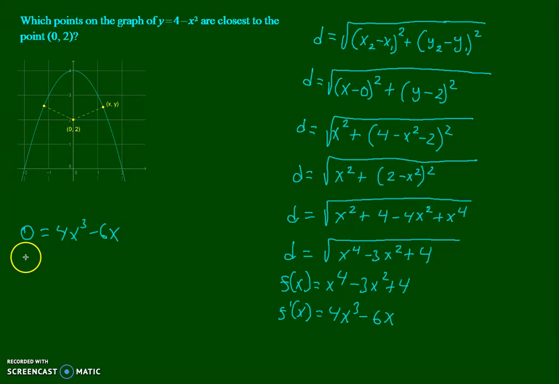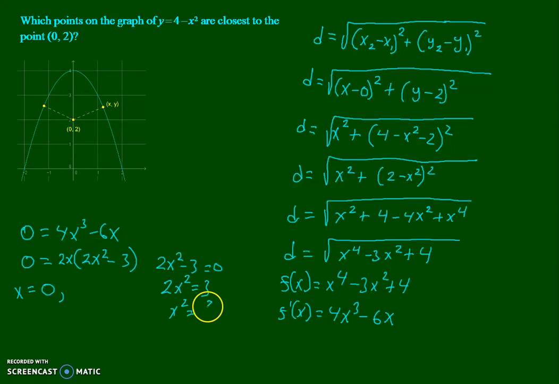Let's factor out some terms. 0 equals, we have a common 2x, and 2x squared minus 3. And so our x is 0, and we have 2x squared minus 3 equals 0. 2x squared equals 3. x squared equals 3 halves. x equals plus or minus the square root of 3 halves. So let's execute our first derivative test on these critical numbers.